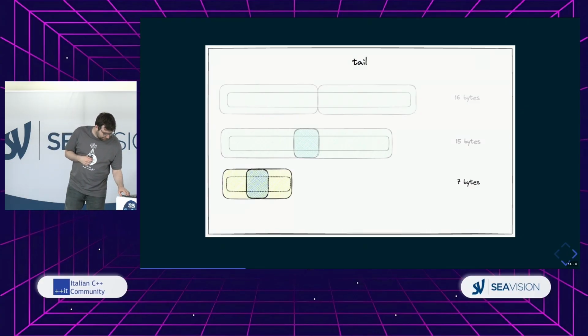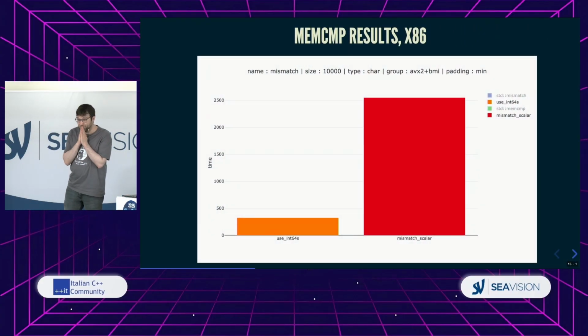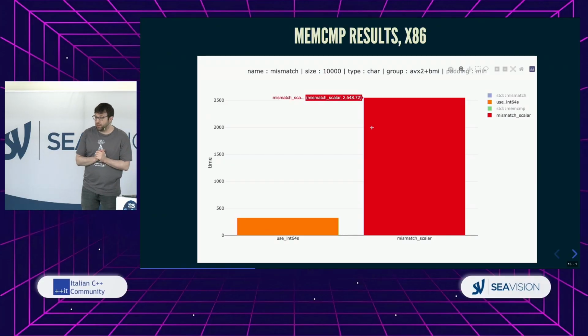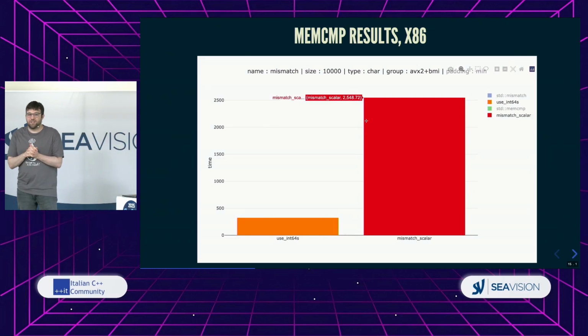All right. Let's look at the numbers. This is whatever nonsense I wrote with int64s, and this is mismatch copied from the cppreference. And the difference is 8 times. So the compiler didn't do it for us.